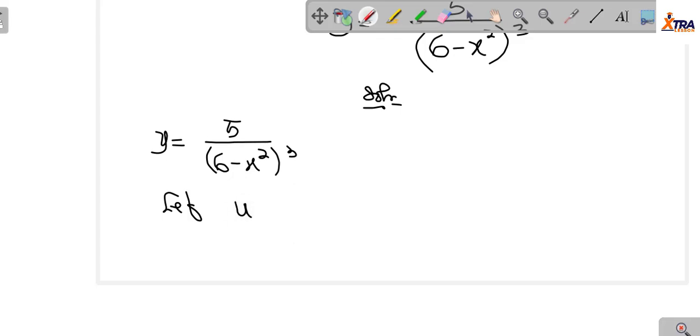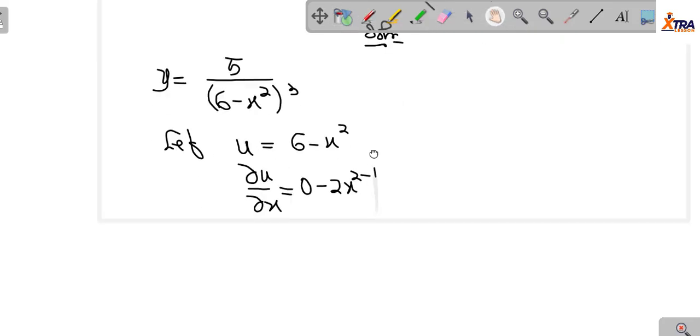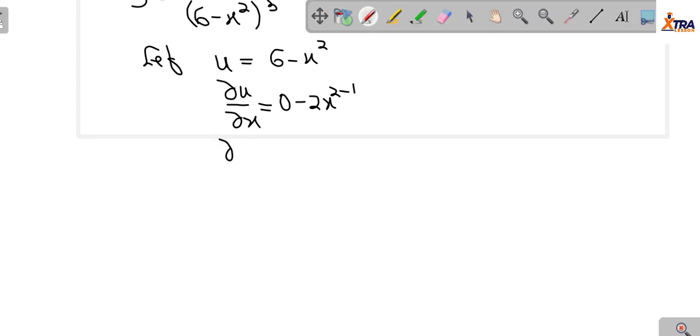let u equal 6 minus x squared. Then du over dx equals, this is a constant, so when we differentiate a constant, that will be 0, minus 2x raised to power 2 minus 1. So we have du over dx equals minus 2x.